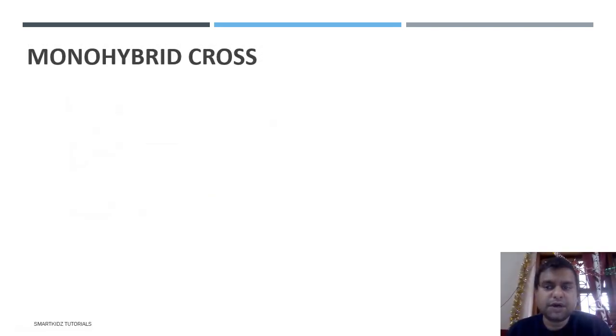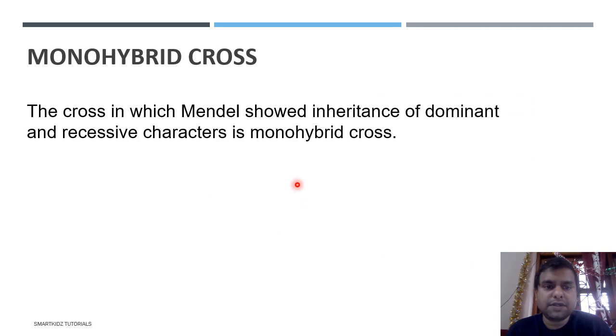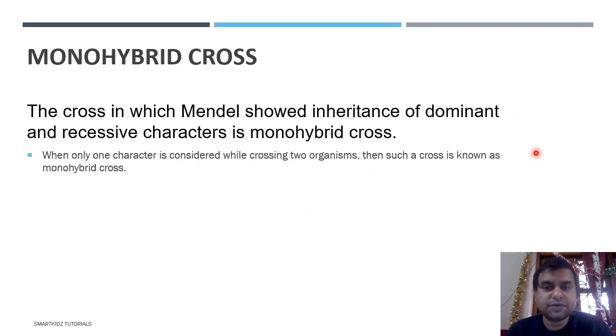So coming to the monohybrid cross. The cross which we have seen first, in which Mendel showed inheritance of dominant and recessive characters. That was where you had the cross between the tall plant and the short plant, giving you all tall plants. That was a monohybrid cross, wherein we were just comparing one particular characteristic, that is the height of a plant. That is called a monohybrid cross.